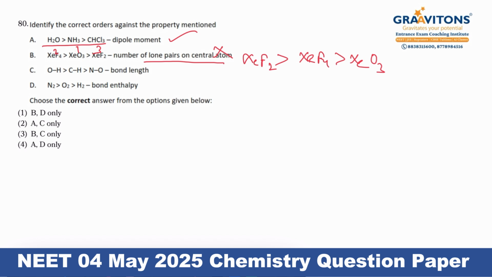And regarding bond length, we know that pπ-pπ overlapping bonds have more bond length than sp or ps. Here nitrogen and oxygen will have pπ-pπ overlapping, and hence its bond length should be higher. So the order should be NO must be higher than CH, then OH. So this order is also wrong. And bond enthalpy, of course, in N we have a triple bond, in oxygen we have a double bond, and in hydrogen we have a single bond. So the bond enthalpy order is right. Here A and D are the right options, so it should be the fourth.